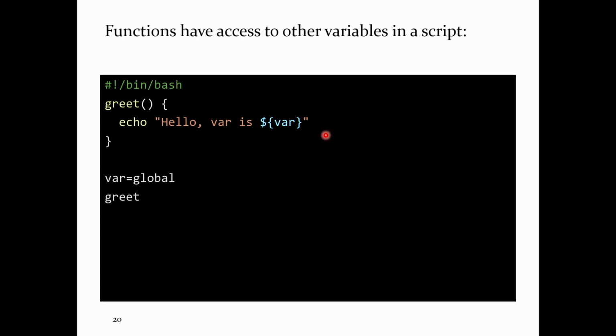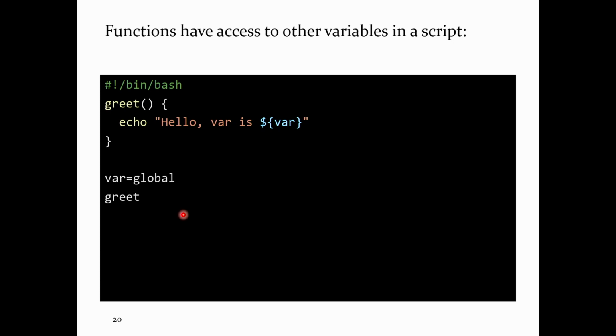Now, the question you should be asking is, how on earth do I get information into the function? Because functions normally have parameters, at least in every programming language you've used. So how do you get information into the function? Well, one way is just to use the variables that are already in the script. Any variable that's defined inside the script but not in a function is considered to be global to the function.